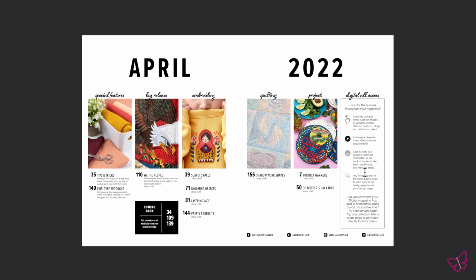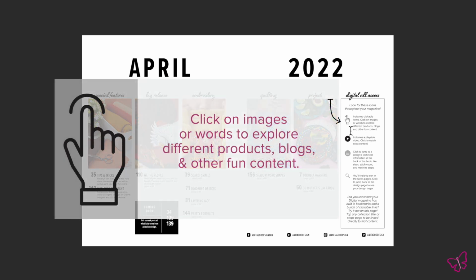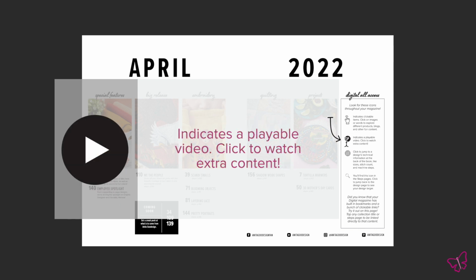Well, if we look on the right-hand side of the screen here, you can see that it has the digital All Access key. This legend right here is going to show you what the different icons are going to do when you click on them. So you have everything from the finger right here that indicates clickable items, which we'll get to in a moment. If there are videos available for a collection or for a tutorial or just as an advertisement to show you more about the product, that will take you to our YouTube page where you can see more about that.